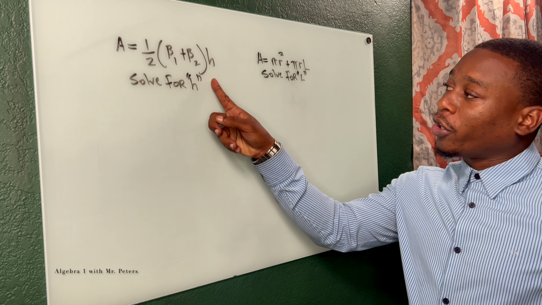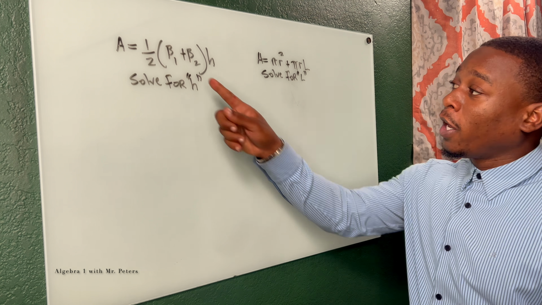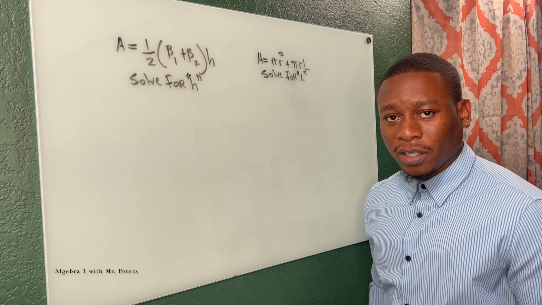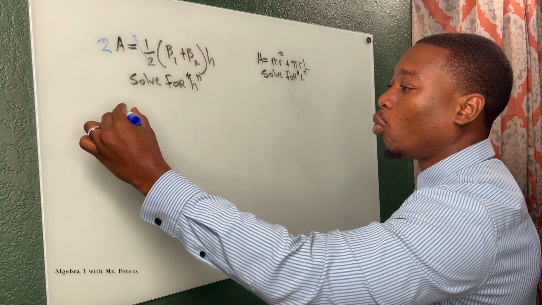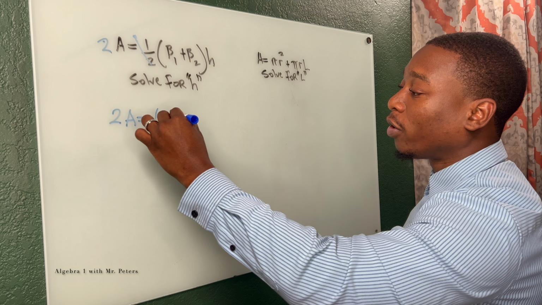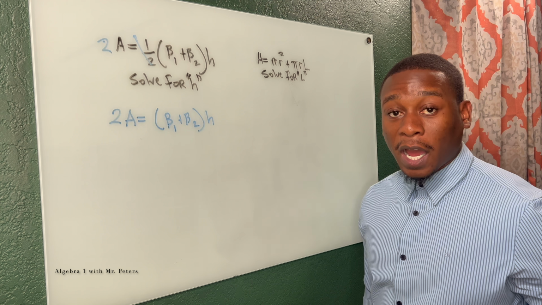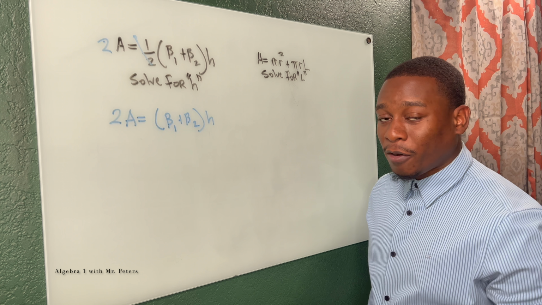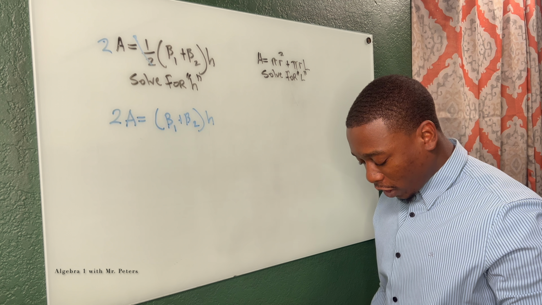Next two examples, math family. They gave us this area formula and they want us to solve for h. But like I previously said, if we have parentheses, we have to isolate it. So we're going to multiply by 2. That cancels out. Do the same thing on the other side. We have 2a is equal to what? Parentheses are still there. b1 plus b2 times h, right? And funny thing is, we're not solving for anything in here. So guess what? We are going to keep it together.